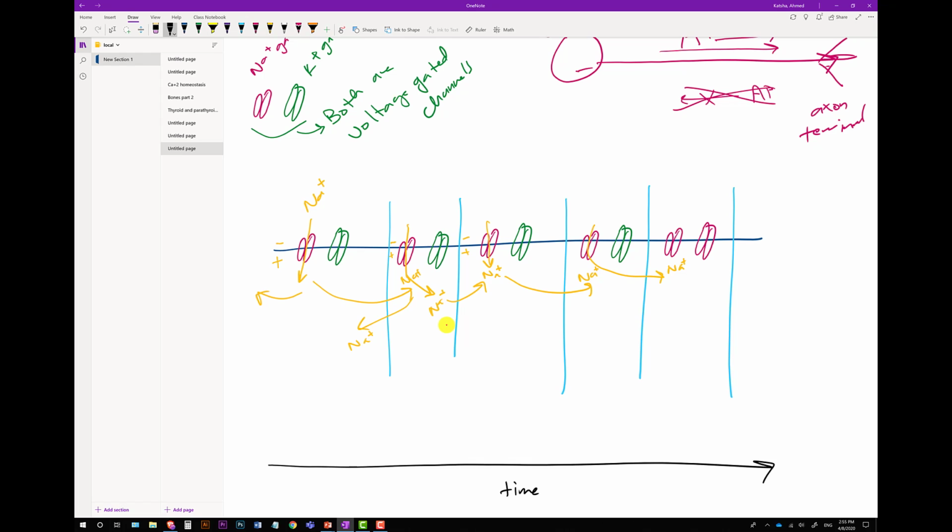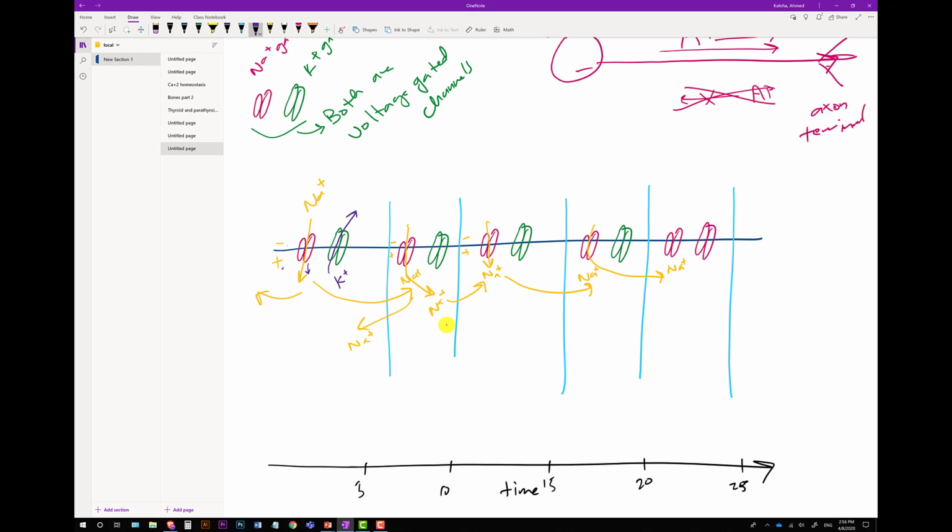And this is by milliseconds. Each segment will take around 5 milliseconds. When sodium comes in and changes the membrane potential, the potassium channels, since there is this change, will open and potassium will start to leave. Yes, there is a delay between sodium gates opening and potassium gates opening.